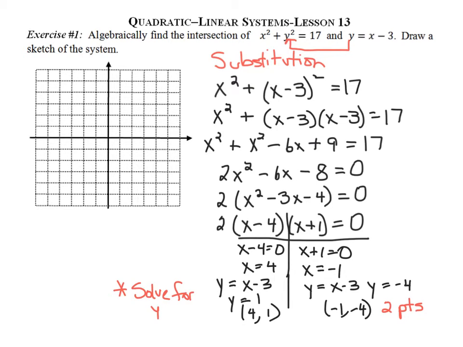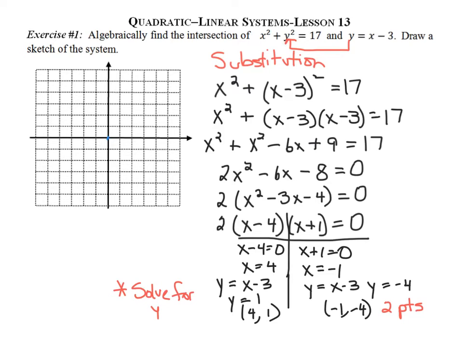So because it's got x squared plus y squared, that tells me that the center of the circle is going to be the origin. 17 is not a perfect square, but it's just a little bit bigger than 16, so that tells me that the radius is going to be just a tiny bit bigger than 4.